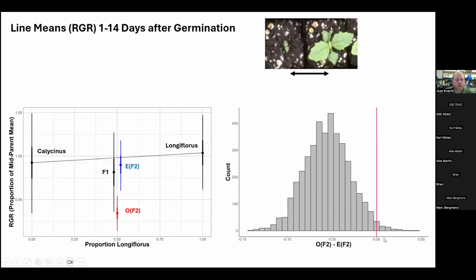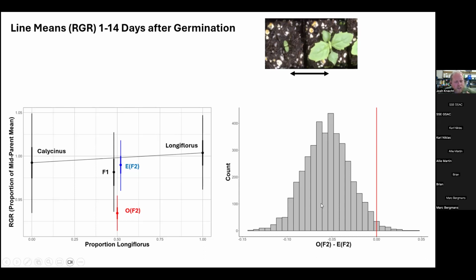Then if we look at relative growth rate, it's a little less clear, but again, the difference between the observed and the expectation is almost entirely below zero. So strong evidence for negative epistasis for growth rate, which I just think is really interesting.